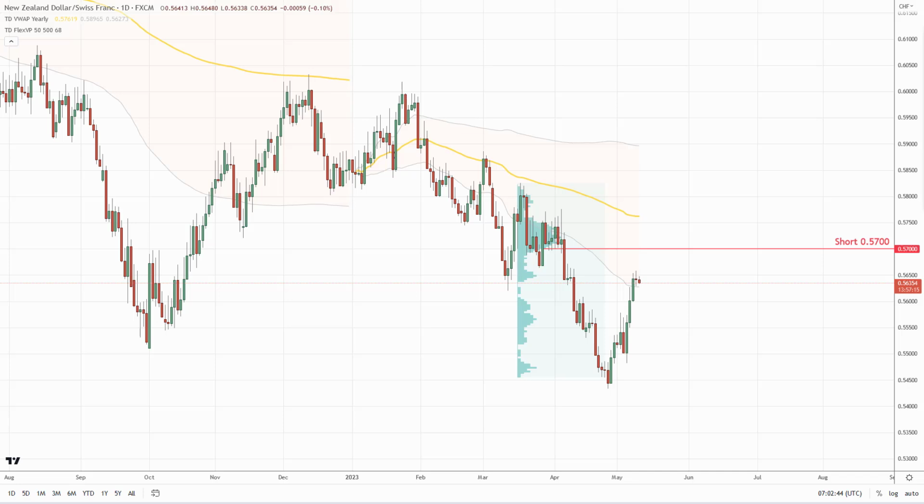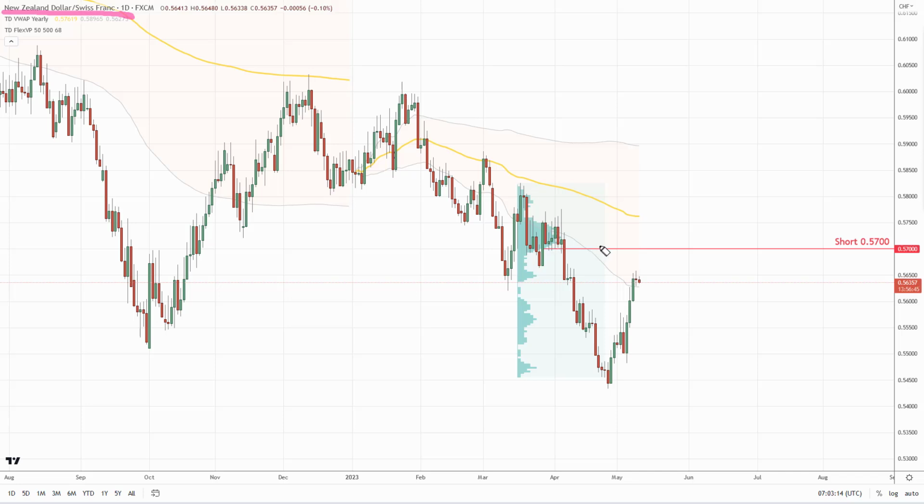Today I'll talk about New Zealand dollar Swiss franc and I'll be doing a swing trading analysis, which means that we will be working with daily time frame instead of the standard 30-minute time frame that I use for intraday trading analysis, alright? So this time it is a swing trading analysis, New Zealand dollar Swiss franc and daily chart.